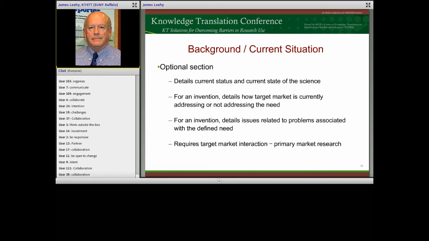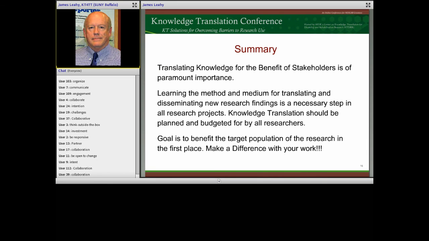Summary. Translating knowledge for benefit of stakeholders is of paramount importance. Learning the method and medium for translating and disseminating new research findings is a necessary step in all research projects. Knowledge translation should be planned and budgeted for by all researchers in their projects. The goal, of course, is to benefit the target population of the research in the first place. We want to make a difference with our work.